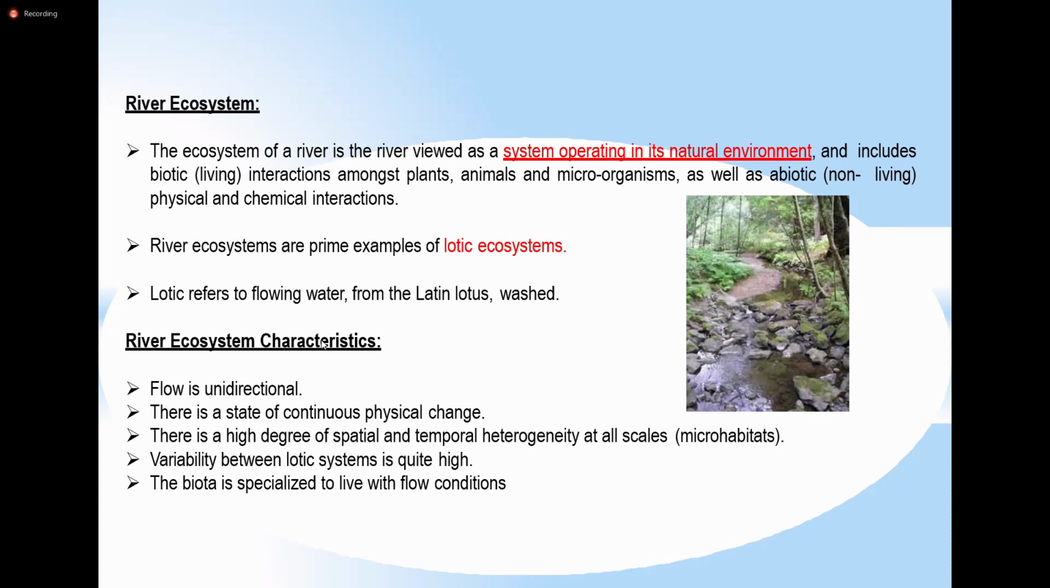Variability between lotic systems is quite high. The biota is specialized to live with flow conditions. So all these organisms and the plants, they have adapted. They have adapted to the flowing water over their roots, and the animals also prefer to be in this flowing water. So the problem with this river ecosystem is that if the river dries up, then there is no flow of water. And all these species which are adapted to flowing water will not survive if there is no flowing water.